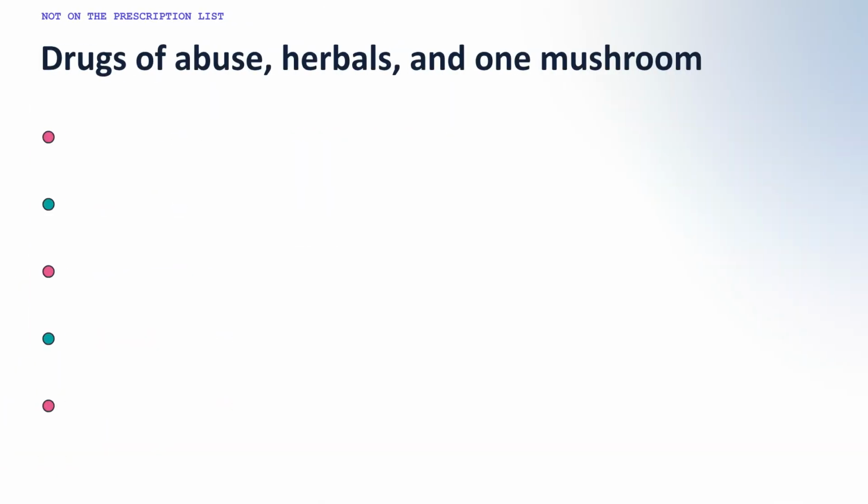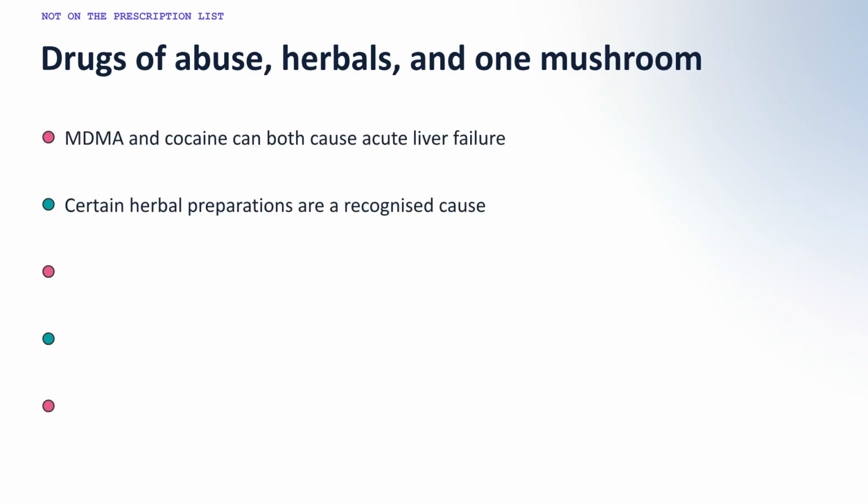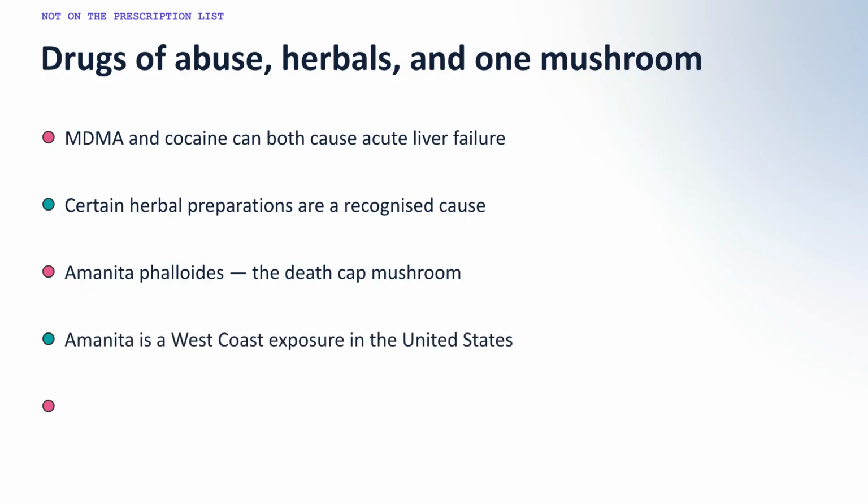And then the things that never appear on a medication list. MDMA and cocaine can both cause acute liver failure. Certain herbal preparations are a recognized cause. And then there is Amanita phalloides, the death cap mushroom. In the United States, that is a West Coast exposure.